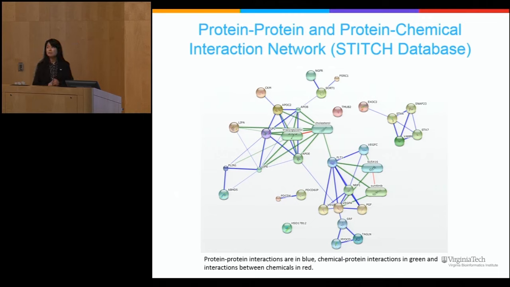It's also important to look at how these proteins interact with other proteins in the system, and also what chemicals can possibly interact with them. So this is an example of a protein-protein network and protein-chemical interaction network. And we can see, interestingly, two chemicals, cholesterol and triglycerol, that we know are important and involved in the disease process.